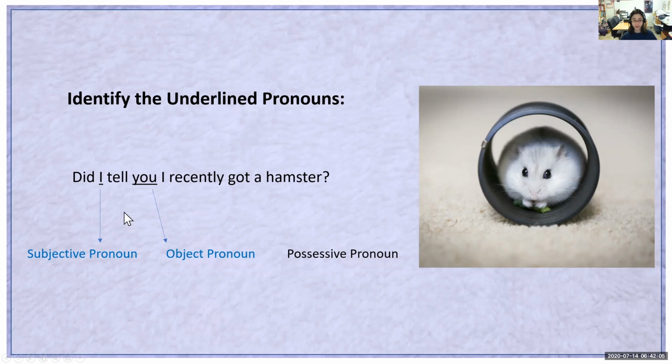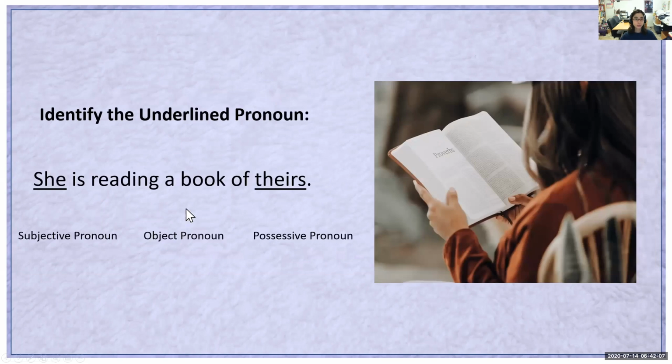All right, next one. She is reading a book of theirs. So is she going to be a subjective pronoun, an object pronoun, or a possessive pronoun? If you said that she is a subjective pronoun, you are correct. She is the subject, the main focus of the sentence. What about theirs? Is theirs a subjective pronoun, an objective pronoun, or a possessive pronoun?